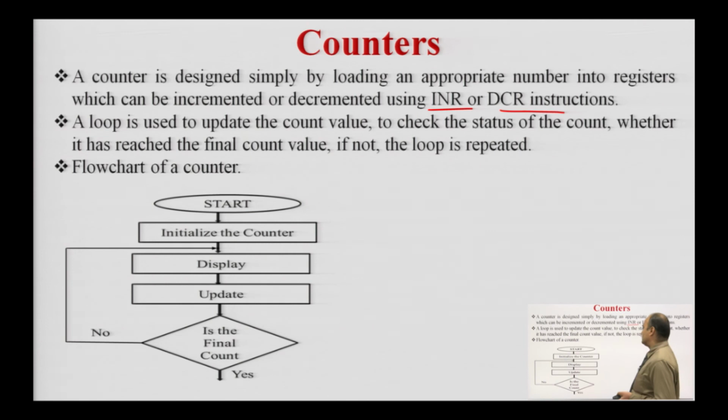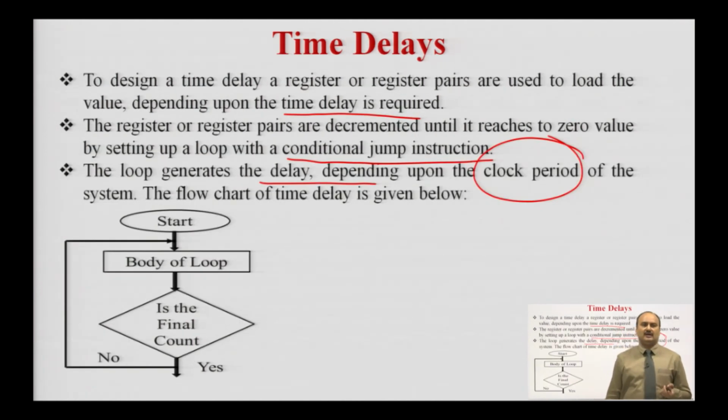This is the flow chart which is used to design a counter: initialize the counter, display and update the count value, and check whether it reaches the final count value. If it is not, repeat the loop, and if it reaches the final value, come out from the loop. Now, the next slide is the generation of time delay. With the help of a program we can generate a time delay between two events. This time delay can be generated by the commonly used methods, that is, by using one register, a register pair, or a nested loop. This is the general flow chart of generating the time delay.